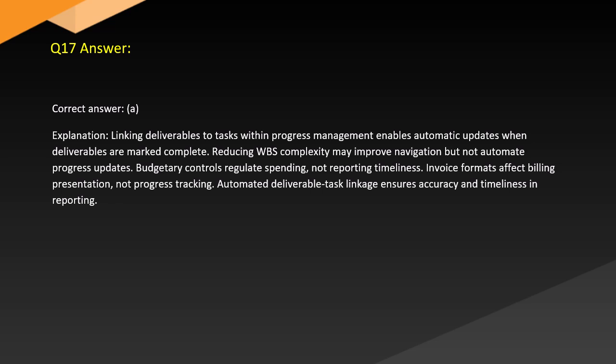Answer. Correct answer. A. Explanation. Linking deliverables to tasks within progress management enables automatic updates when deliverables are marked complete. Reduced complexity may improve navigation but not automate progress updates. Budgetary controls regulate spending, not reporting timeliness. Invoice formats affect billing presentation, not progress tracking. Automated deliverable task linkage ensures accuracy and timeliness in reporting.